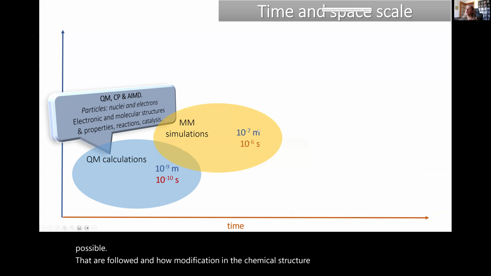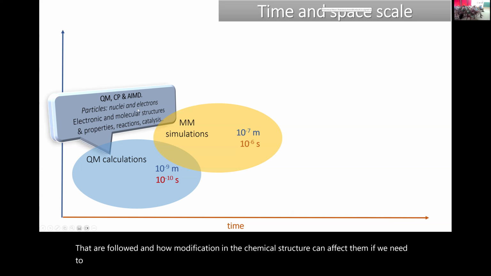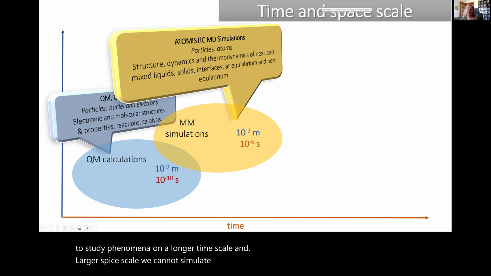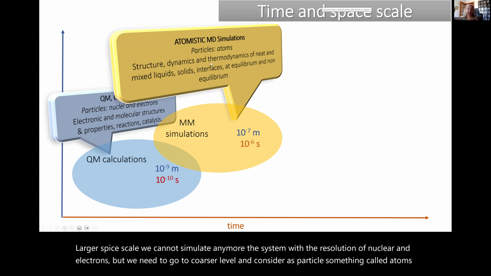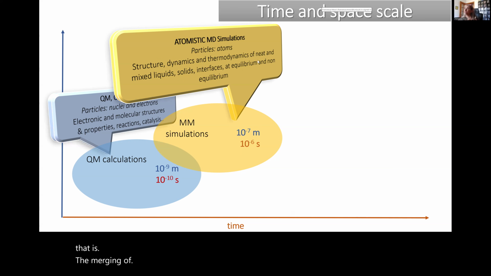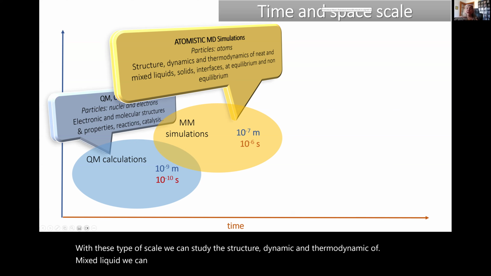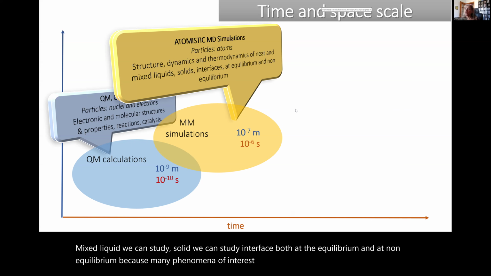If we need to study phenomena on a longer time scale and larger space scale, we cannot simulate the system anymore with the resolution of nuclei and electrons, but we need to go to a coarser level and consider as particles something called atoms, that is the merging of electrons and nearby nuclei. With this type of scale, we can study the structure, dynamics, and thermodynamics of mixed liquids. We can study solids, we can study interfaces, both at equilibrium and at non-equilibrium, because many phenomena of interest, life, are non-equilibrium phenomena.